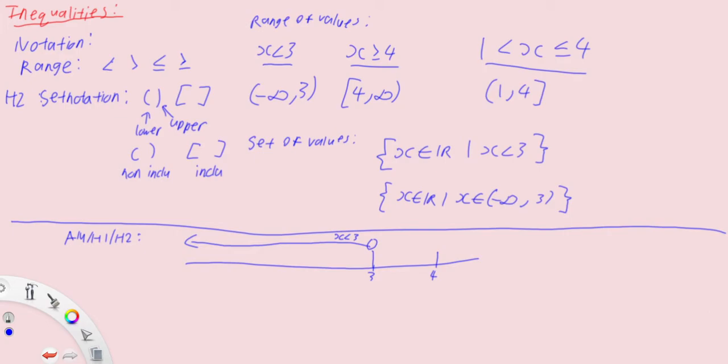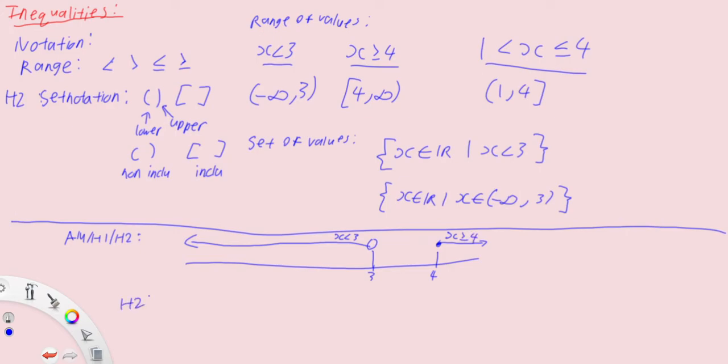For x greater than or equals to 4, we use another arrow, but because now we're including it, what we do, we add a shaded circle. All right, so just remember, shaded means include. Empty circle would mean not include. So there we have it, x greater than or equals to 4.